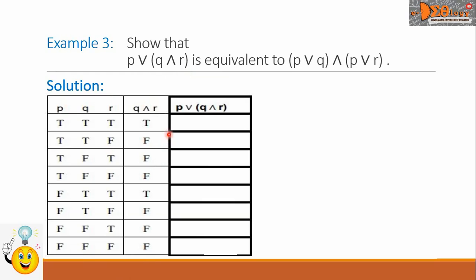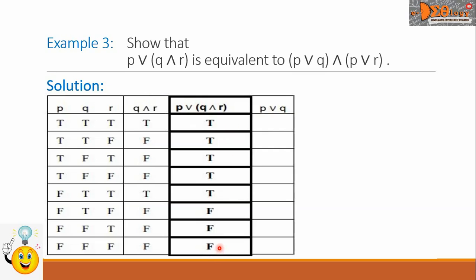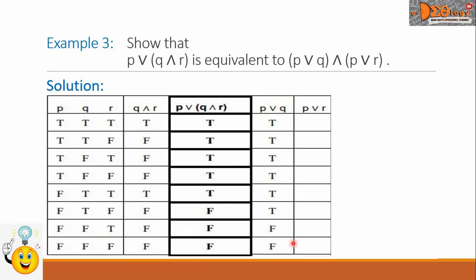Next, let us evaluate P or this Q and R. This is our P and this is now the Q and R. Let us connect them with the operation OR. The values now are here. And then let us now evaluate P or Q. And the values are here. Next, let us have the P or R. And the values are coming now in here.